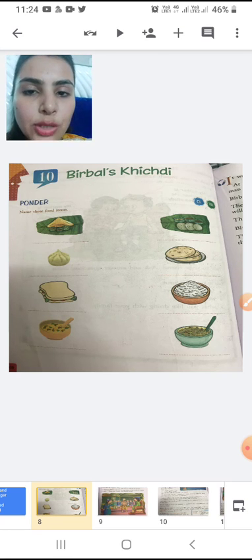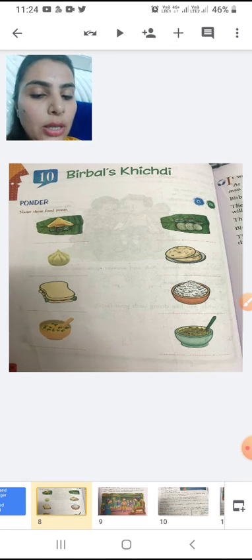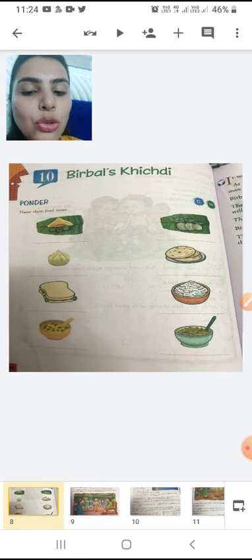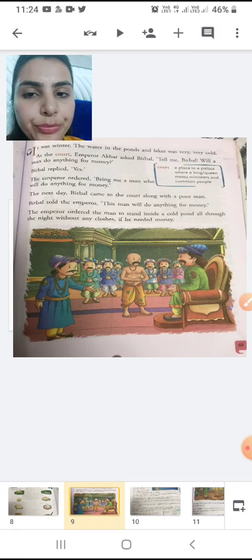Okay, so this was the story of Birbal's Khichdi. Now we are going to study this through our book. Okay, so it is written here, it was winter. The water in the pond and the lakes was very, very cold.